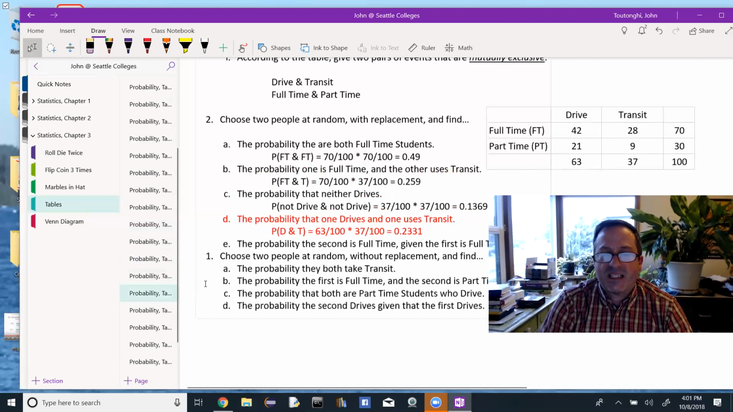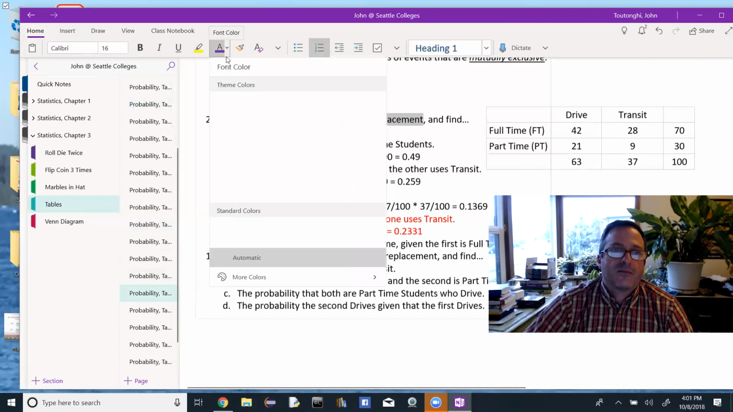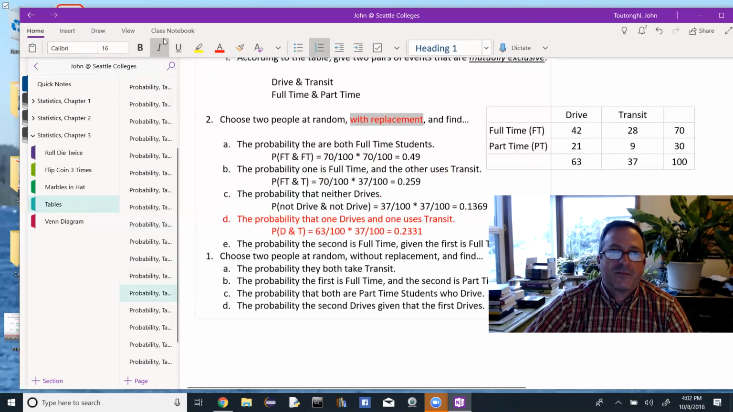Well, I guess it depends on the situation, but sometimes when it doesn't say, or when we have particularly large numbers, we assume it's with replacement. I will try to be careful to always specify, with or without replacement. These are all being done with replacement, hence the independence.